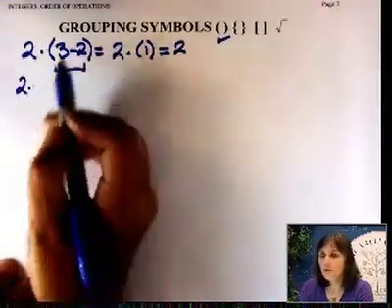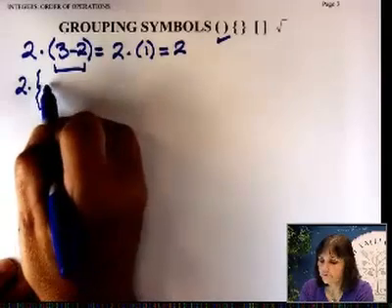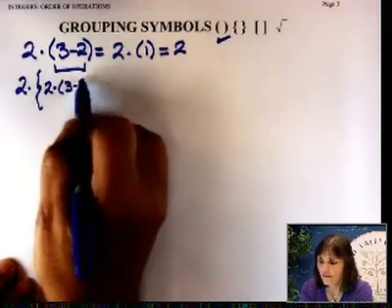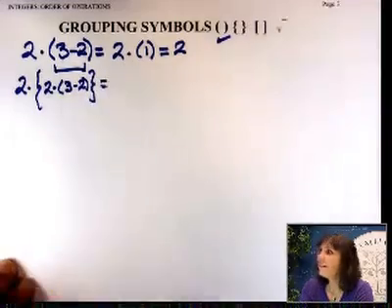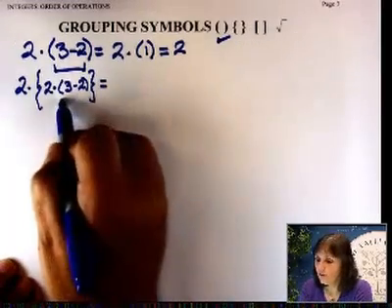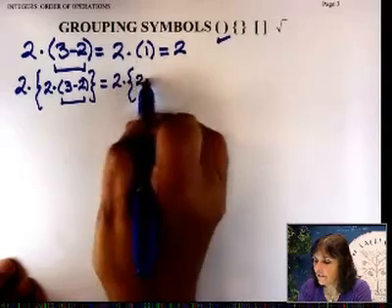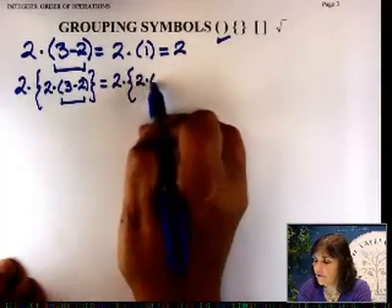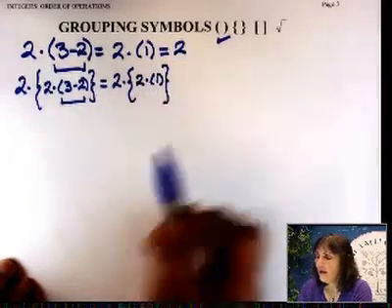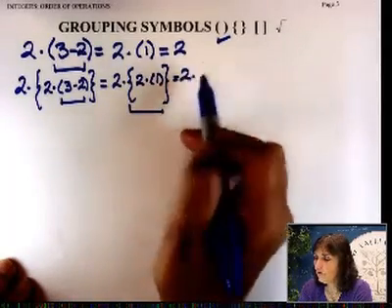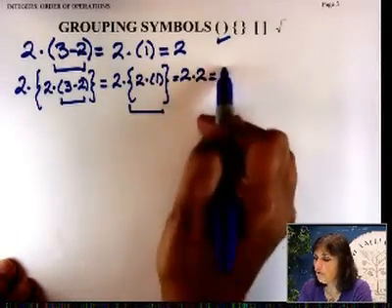Sometimes you'll see a double one like this. My braces look funny. All right, how's that work? You're going to do the inner one first. Rewrite everything. 3 minus 2 is 1. Then do the outer one next. 2 times 1 is 2. 2 times 2 is 4.